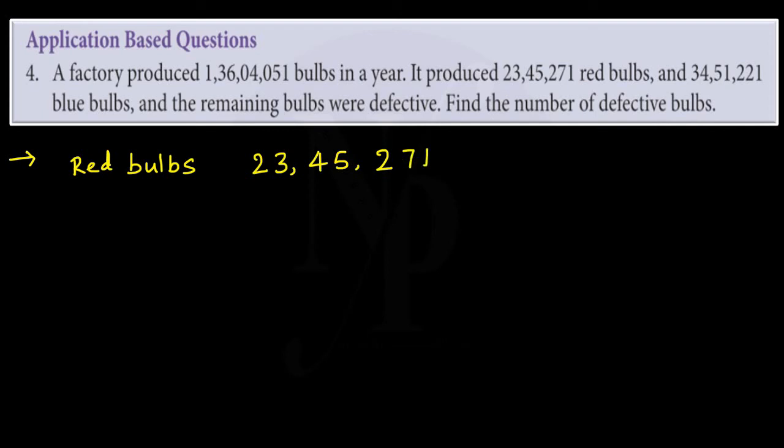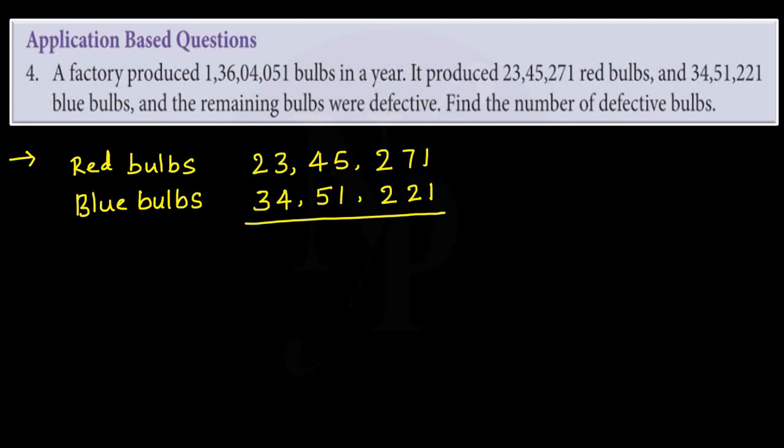23,45,271 and blue bulbs 34,51,221. So let us add these two numbers to get the total number of red and blue bulbs. 1 plus 1 is 2, 7 plus 2 is 9, 2 plus 2 is 4, 5 plus 1 is 6, 4 plus 5 is 9, 3 plus 4 is 7, 2 plus 3 is 5. 57,96,492 bulbs.